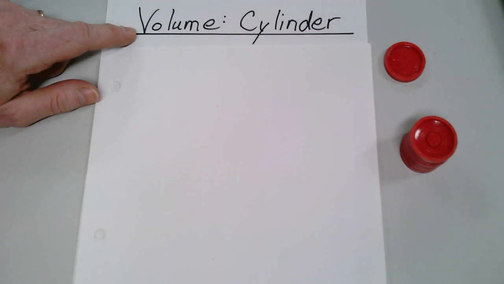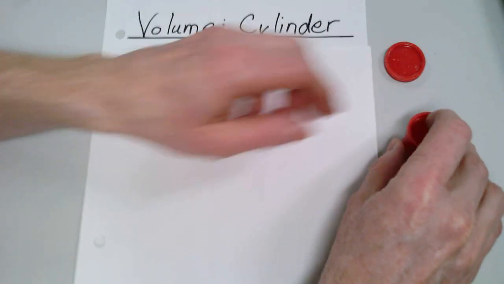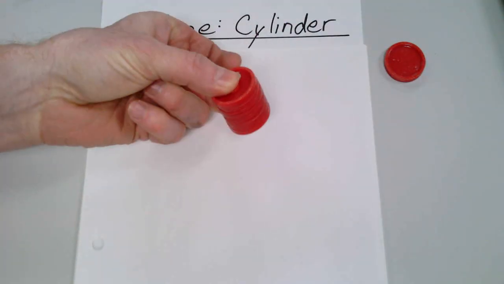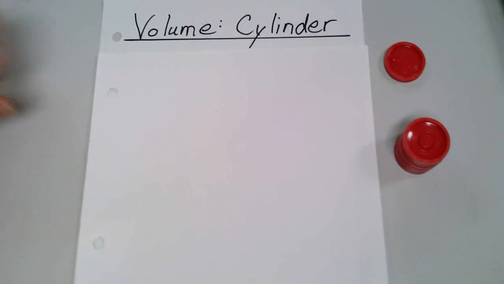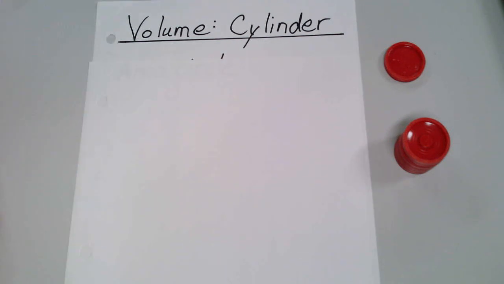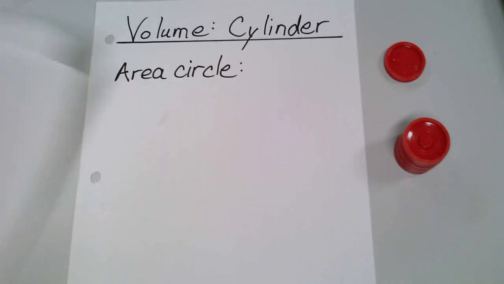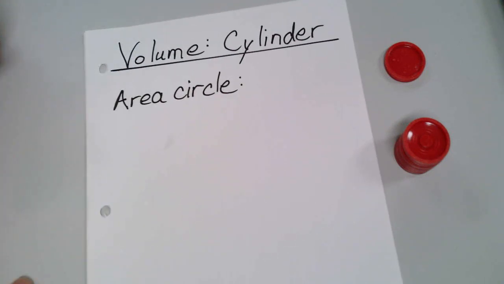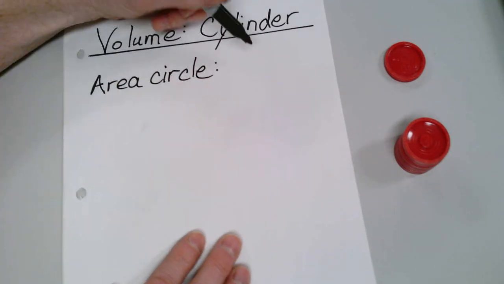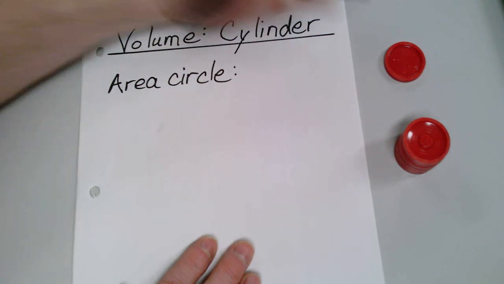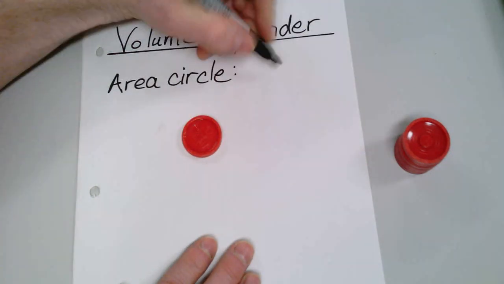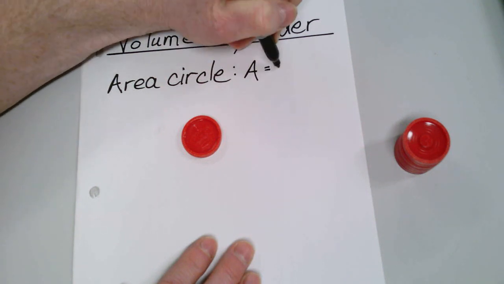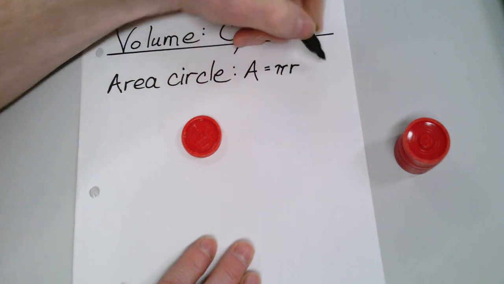Today we're going to talk about the volume of a cylinder. So here's our cylinder. In order to really understand where we get this formula from, a great starting point would be going back to what is the area of a circle. If you remember back, we said that the area of a circle, here's our circle, is A equals pi r squared.